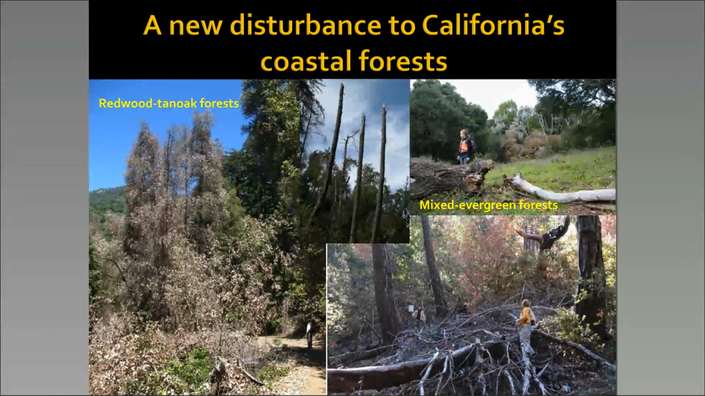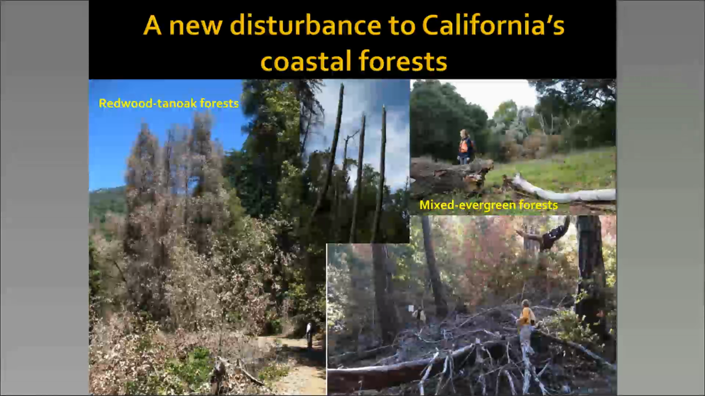So this disease, when we get on the ground and see what it's doing, is a really huge disturbance to California's coastal forests. It's really wreaking havoc in redwood tan oak forests as well as mixed evergreen forests. You can see from this series of photos that the mortality goes through progressions. It starts with the trees dying standing in place with all of their leaves and fine fuels, and as they gradually decay and fall down, we get more ground fuels, and it really does quite a number to the forest.